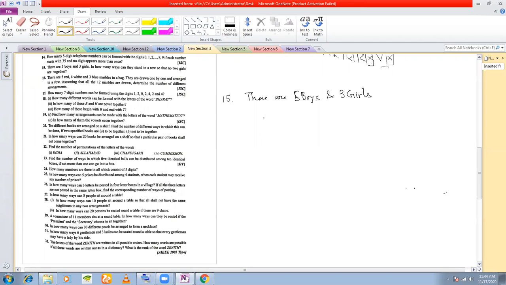There are 5 boys, so what you do is you place the 5 boys first. Let us denote the boys as B. I place these 5 boys first in the 5 places. So 5 boys can be placed in 5 places in 5P5 ways, which is factorial 5 ways.